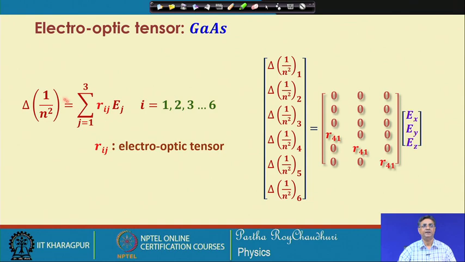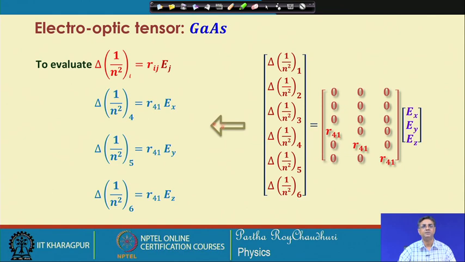So, for gallium arsenide, I write the change. This is the well known equation we have used several times before, that delta of 1 by n square, that is the impermeability change, is equal to this quantity, and the explicit form is this. All the 6 elements are now evaluated in terms of this. So, this will decide which elements will be non-zero after I take the matrix multiplication with E x, E y and E z. So, we will do that to understand this.